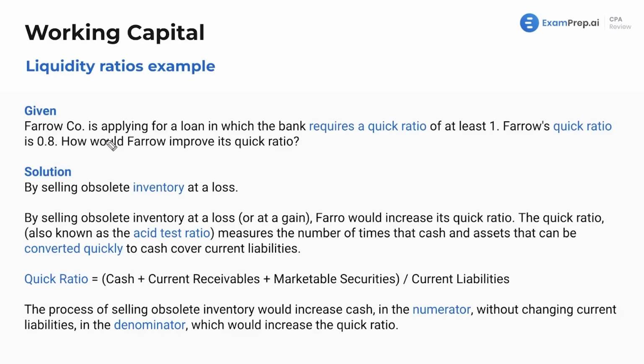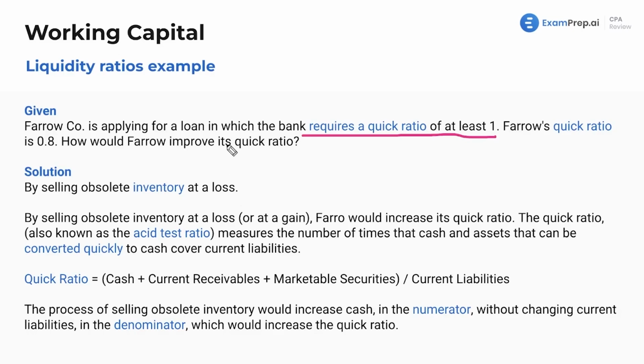The borrowing company is applying for a loan in which the bank requires a quick ratio of at least 1. Now, this is an example of a debt covenant or a bank covenant for any of you who were wondering, which I'm sure was everyone. You're all quite curious. Faro's quick ratio is 0.8. So how would Faro improve its quick ratio? Now, your quick ratio is a bunch of assets over a bunch of liabilities. How do you improve the ratio? Well, you either increase the numerator or decrease the denominator.